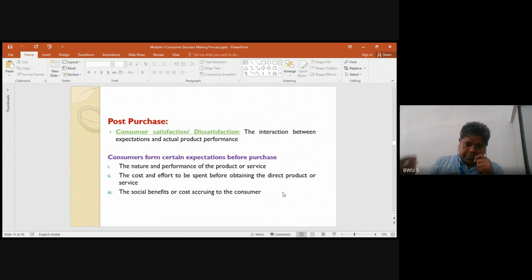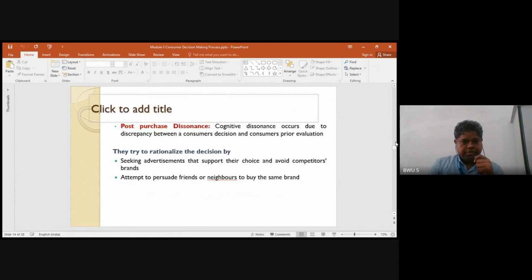And the expectations we are likely to have before purchase relate to the nature and performance of the product and service, the cost and effort to be spent before we obtain the type of product or service, and the related social benefits or cost accruing to the consumer. So this is the post-purchase case.